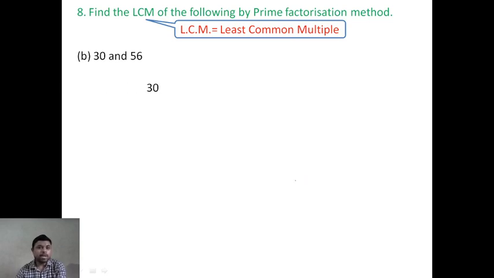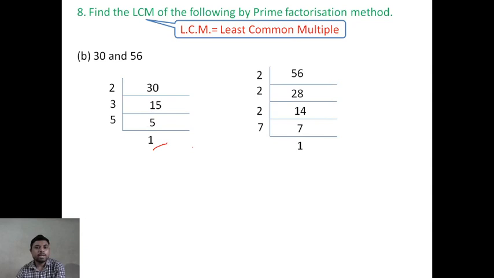Okay, so 30, when you do prime factorization, you will take first 2. If you divide 30 by 2, it will be 15. Then can you divide 15 by 2? No. So you can divide by 3. So by 3 it will be 5. Now 5 by 5 is 1. Stop when you get 1. Next 56, do in this way. And you have to take all the prime factors. Now write this. Up to this you already learned.